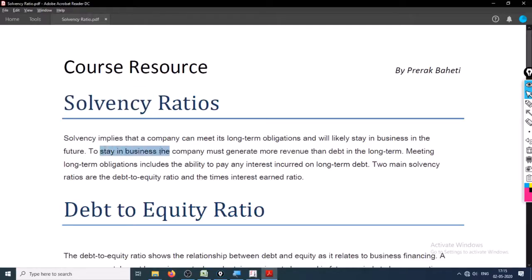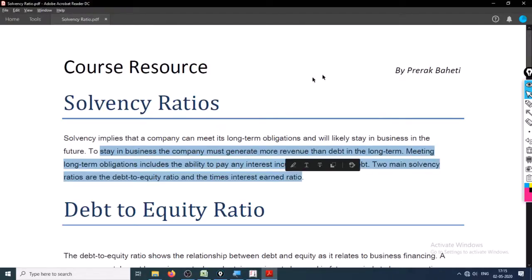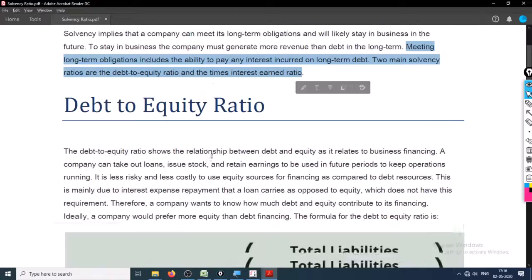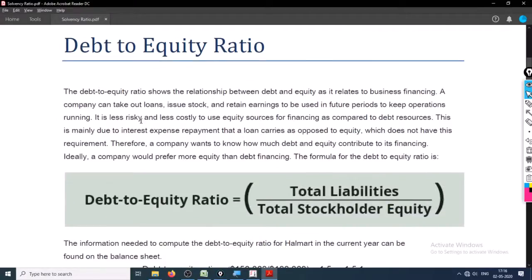To stay in business, the company must generate more revenues than debt in the long term. Obviously, suppose you have a bank loan and you are paying interest of 20,000 and the total earnings that you have is only 10,000. Hence, there is a big question on your solvency. Meeting long-term obligation includes the ability to pay any interest incurred on long-term debt, the example that I just gave you. Two main solvency ratios are the debt to equity ratio and times interest earned ratio. Okay, looks very technical. Let's get to it.